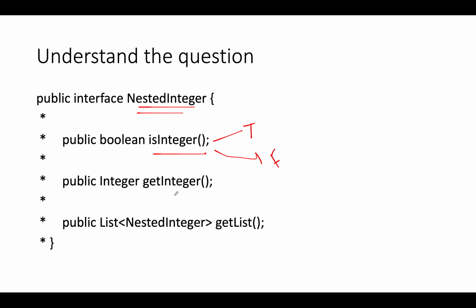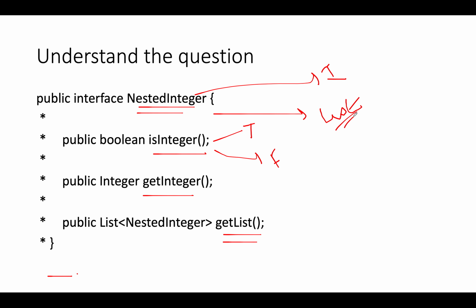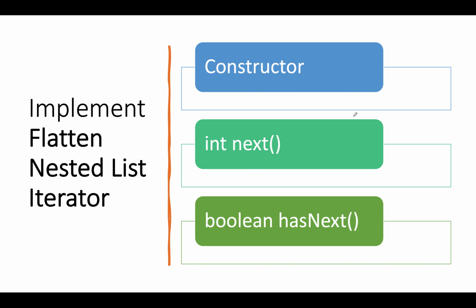The second part is get integer. If that element happens to be an integer, we'll return the integer value. Otherwise, we have another method, get list. If the current element of nested integer type is of list type, then we can operate on the get list method and get the complete list. So nested integer has two variations, one integer type and the other of type list. And let's move on to the question.